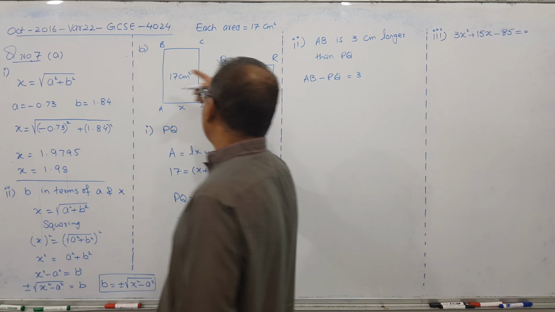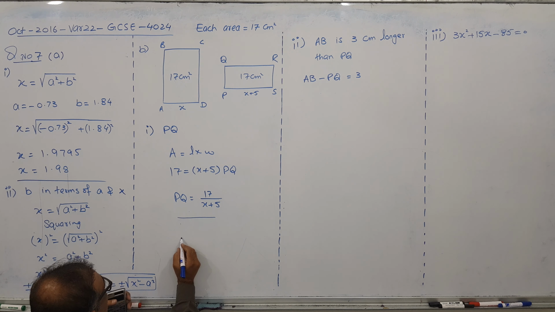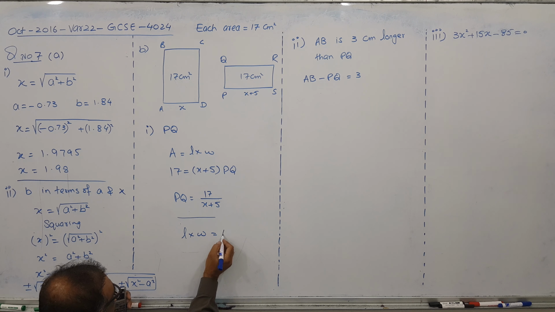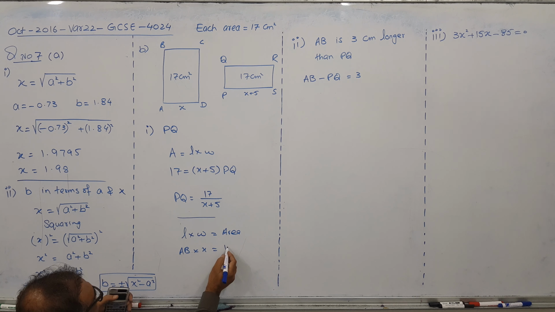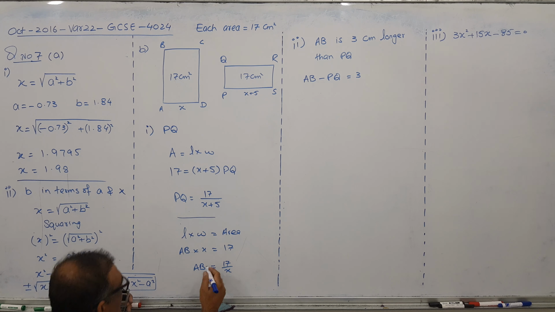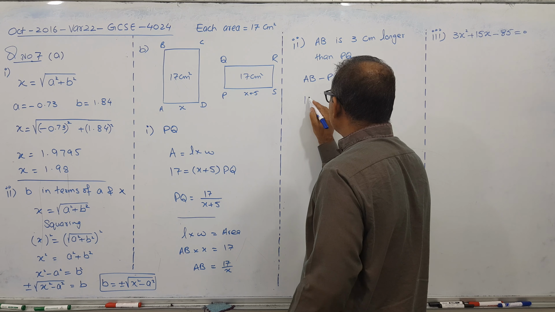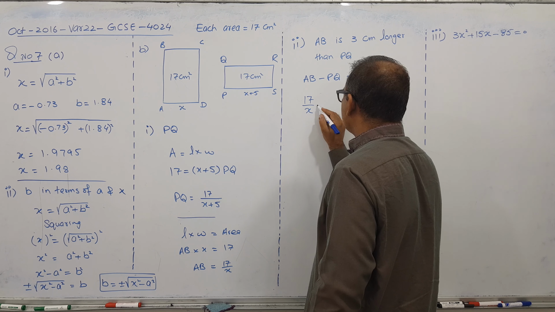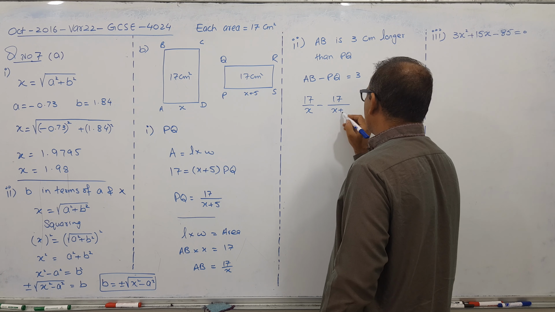And what is the rule? Same. This is length, this is width. So area is length times width. So length is AB and width is x. Area is 17. So AB equals 17 divided by x. These two values I'll keep there. So 17 by x comes here, and 17 divided by x plus 5 comes here.